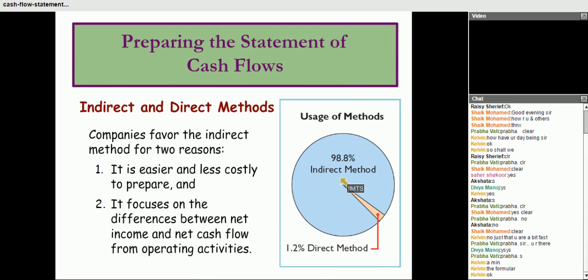Now, mostly in the industry, we use the indirect method more. Like 98.8% of the industry uses the indirect method and only 1.2% uses the direct method. Companies favor the indirect method for two reasons. It is easier and less costly to prepare. It focuses on the difference between net income and net cash flow from operating activities.